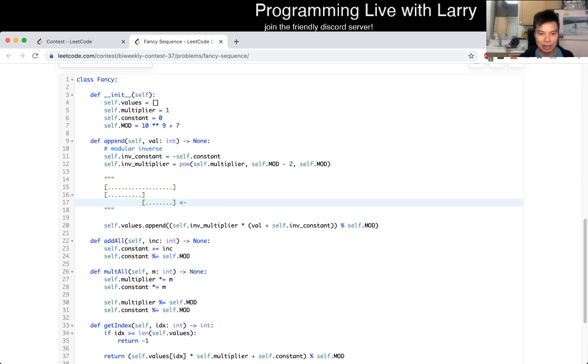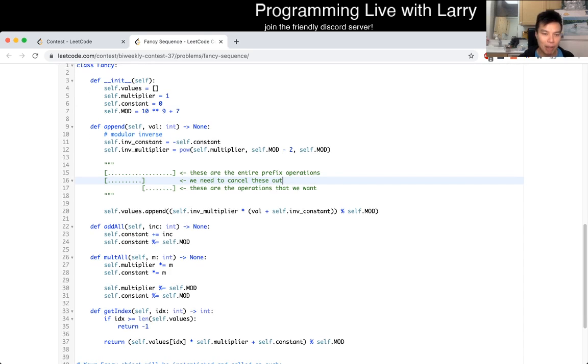These are the operations that we want. These are the entire prefix operations, and we need to cancel these out, right? At the very end, we keep track of multiplying and the constants. We have some add constants and some multiply constants, and at the end we use these to let the value add that, and it'll give us the answer. But we have to figure out how to cancel these out, and that's what this value is for.